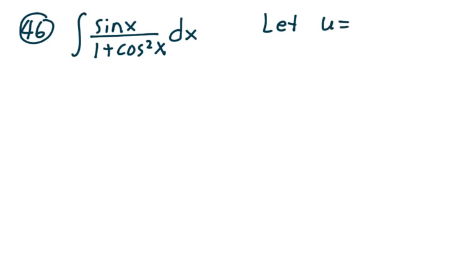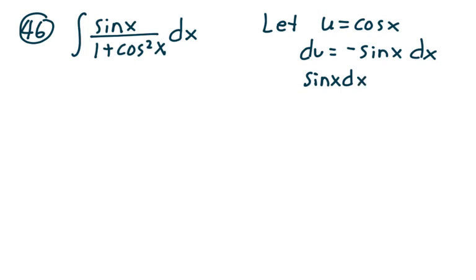Suppose I have the integral of sine x divided by 1 plus cosine squared x dx. I'm going to let u equal cosine x because I know that the derivative of cosine x is negative sine x, which is present in the integral. So du is negative sine x dx. If I solve for sine x dx, I get negative du.